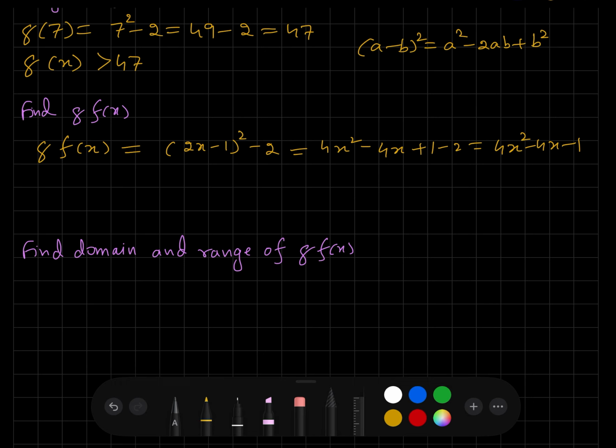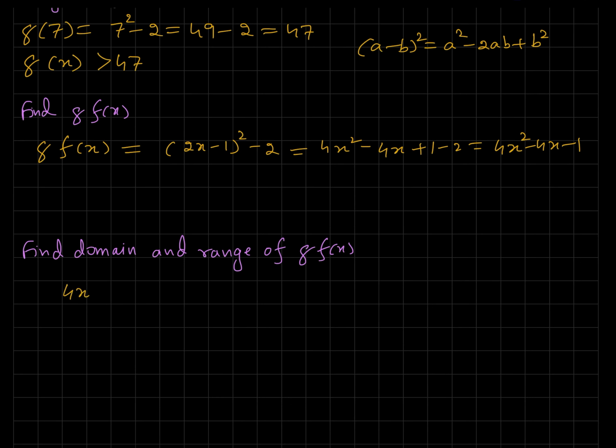Now let us find out the next, domain and range of g of f(x). For domain and range of g of f(x), we will be doing this. So our g of f(x) is 4x squared minus 4x minus 1, and this value is always greater than 47. Accordingly we have to find out the domain. So here let us do 4x squared minus 4x minus 1 minus 47 greater than 0, and that is simply 4x squared minus 4x minus 48 greater than 0.